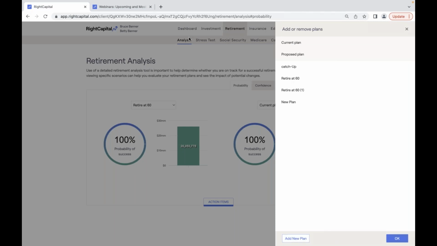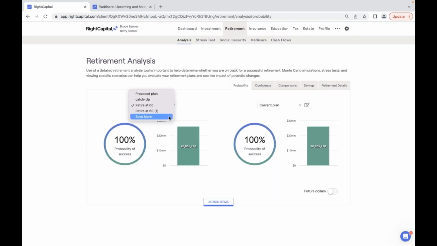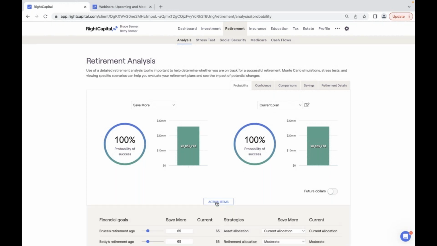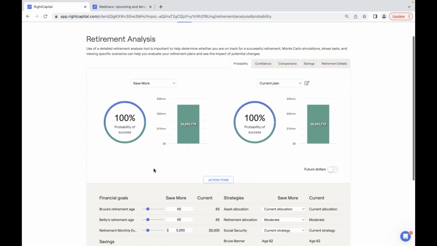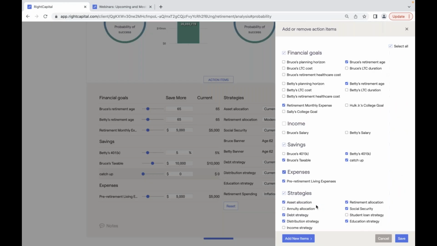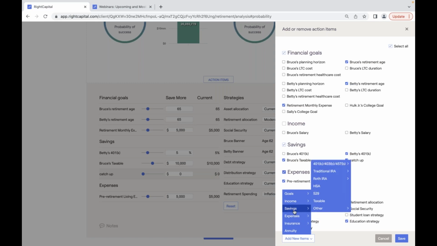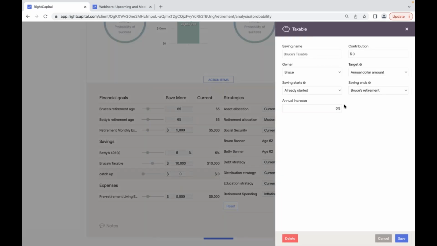So I'm in the retirement analysis. I'm building a new plan, save more, right? And as I add this new plan and save it in place, I can essentially start with the same breakdown. I can then visit my action items to make a change from the current plan. We start the same as the current plan in our new plans that we add. And I'm going to basically create a separate planning scenario here by just simply saying, let's hit edit. Let's add a new savings. Let's add a taxable savings for calendar year 2023.